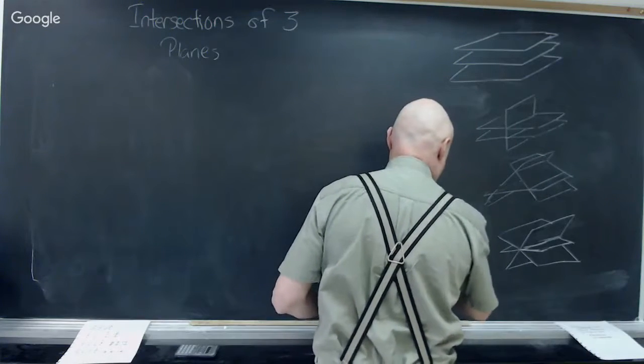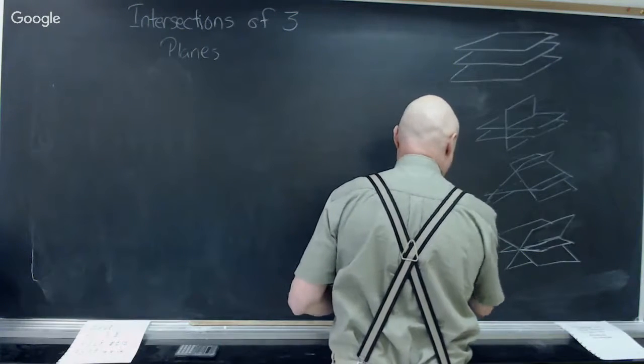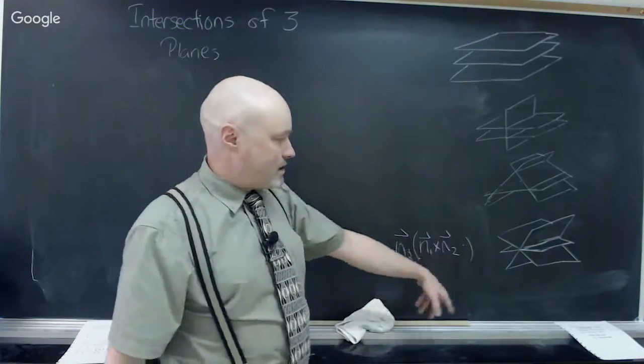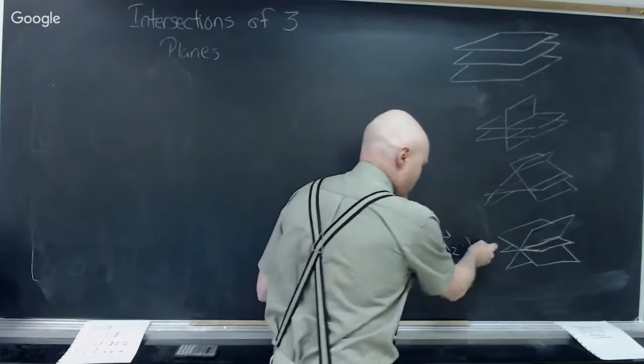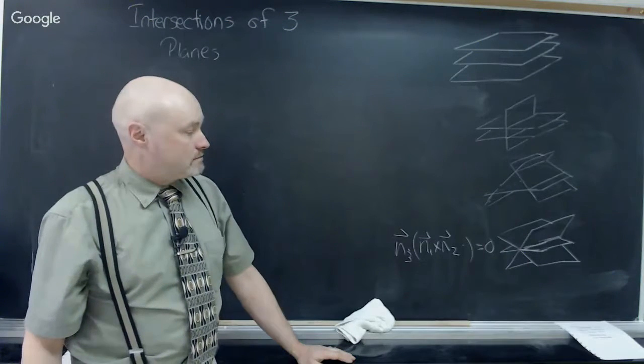You don't have to, but n1 cross n2 dot n3, any combination of those, is going to be equal to 0.